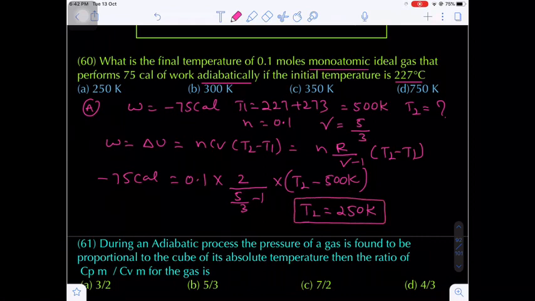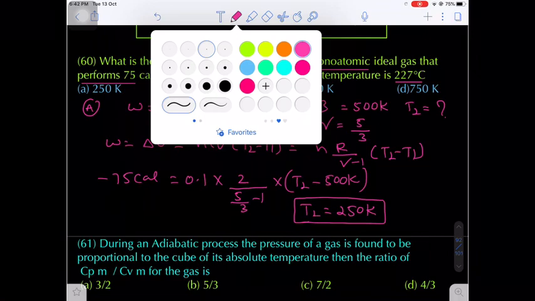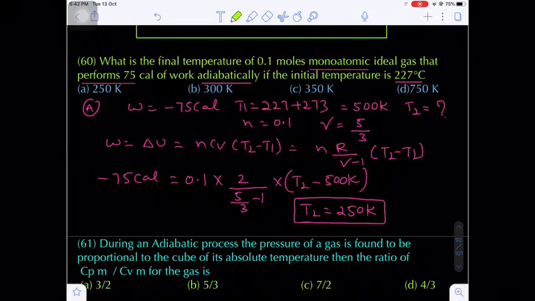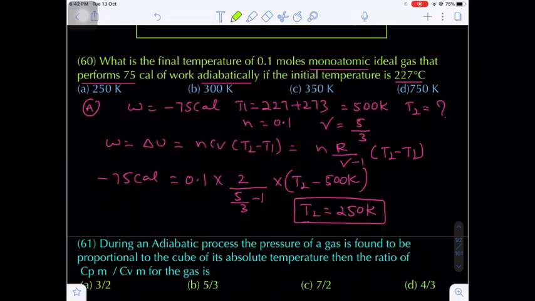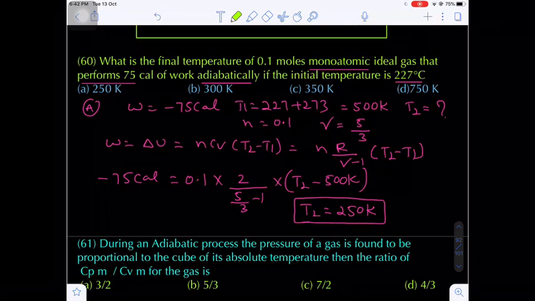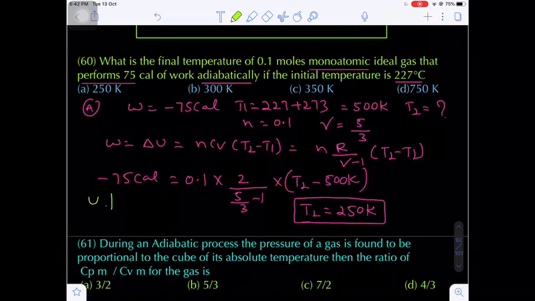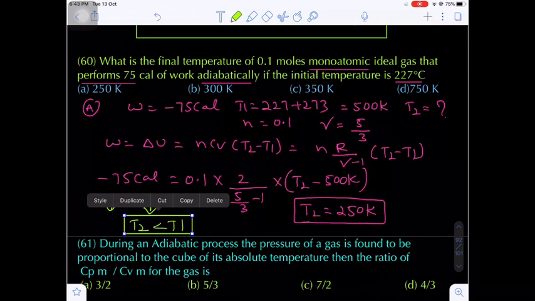the question. In this question, work is done by the system. Work done by the system means what? Expansion. When the system, that is the ideal gas, undergoes expansion in an adiabatic process, that means it is expanding only due to its internal energy. By the utilization of internal energy, that means internal energy decreases. That means temperature must decrease. Final temperature T2 should always be less than T1. Yes or no? That means the final temperature should always be less than the initial temperature, that is 500 Kelvin.